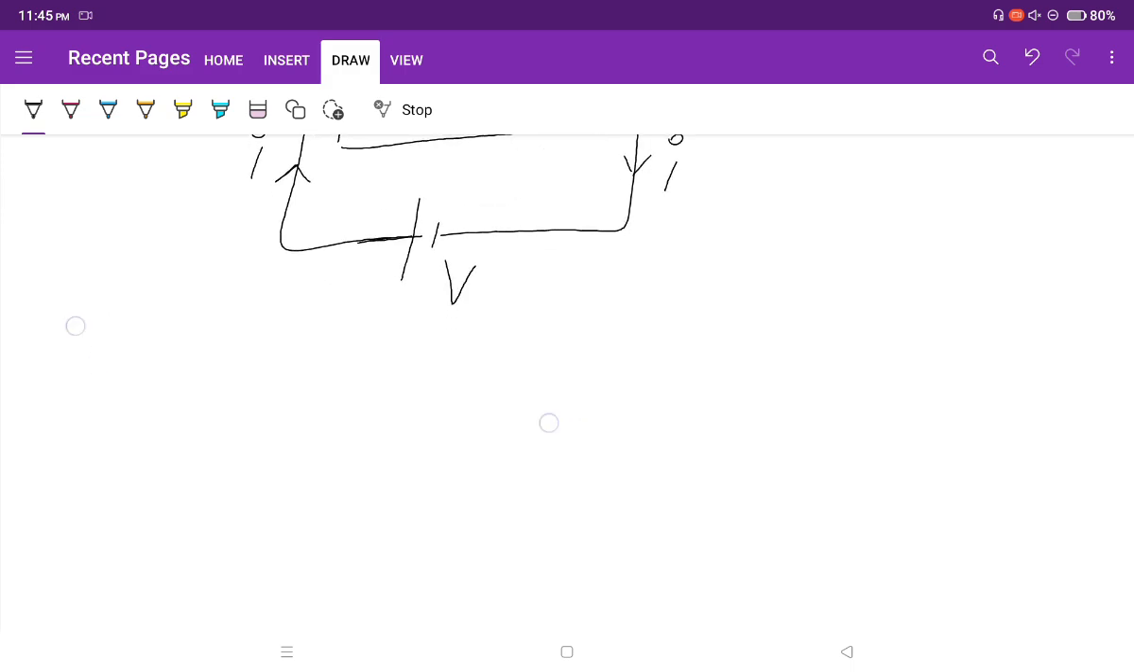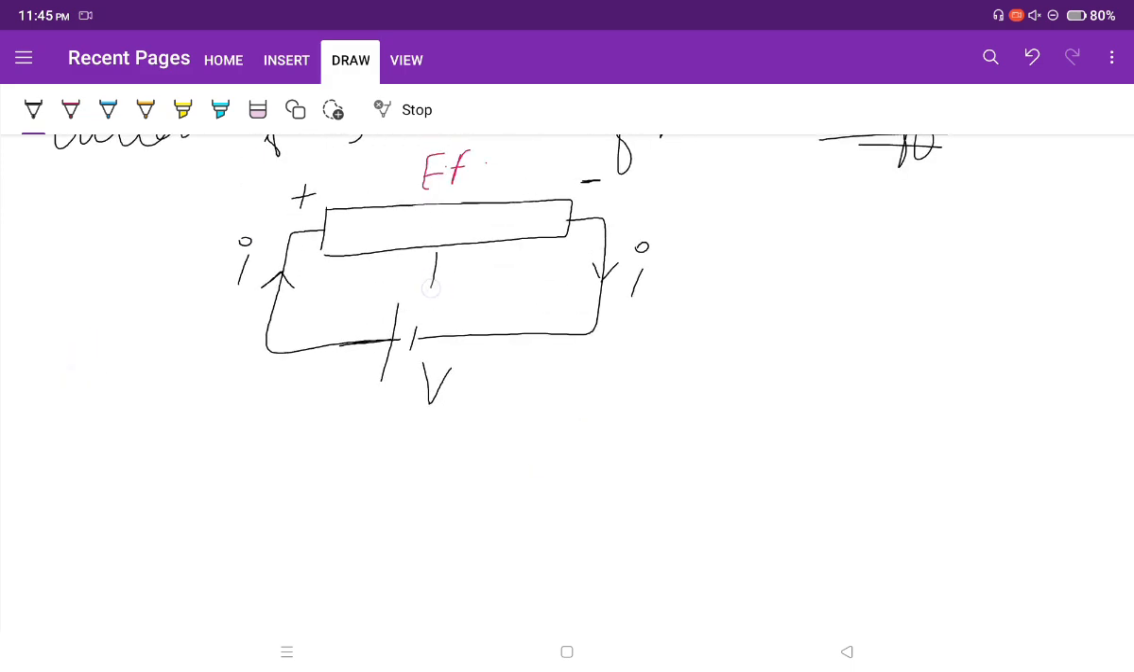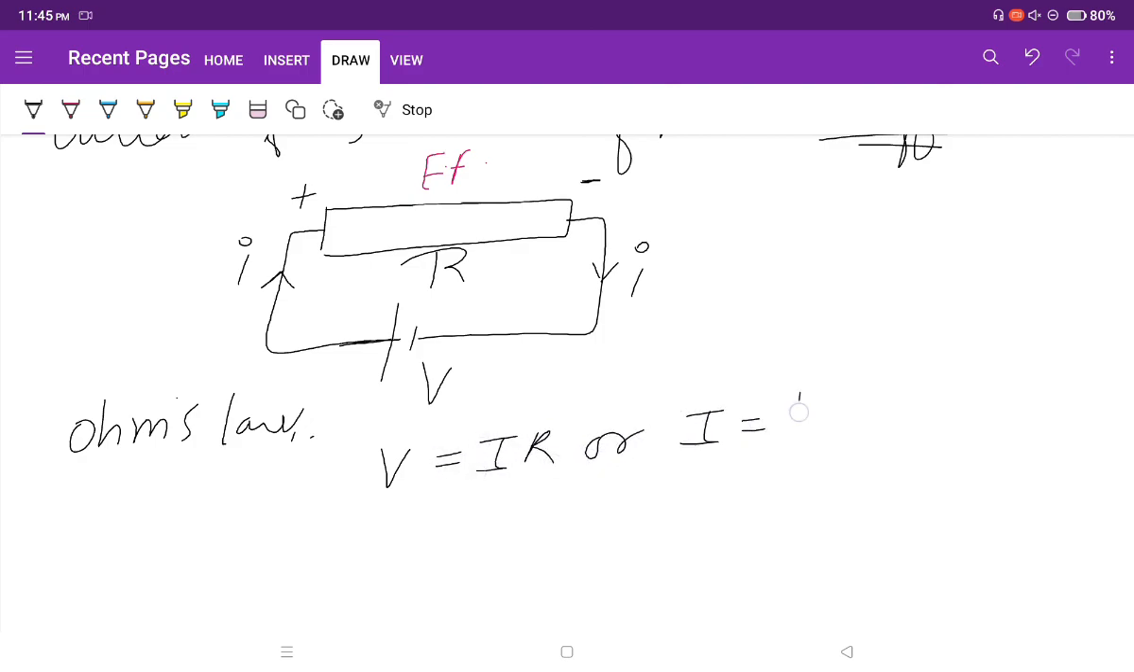Now if the resistance of this conductor is R, then as per Ohm's law we have V equals I times R, or I equals V over R.